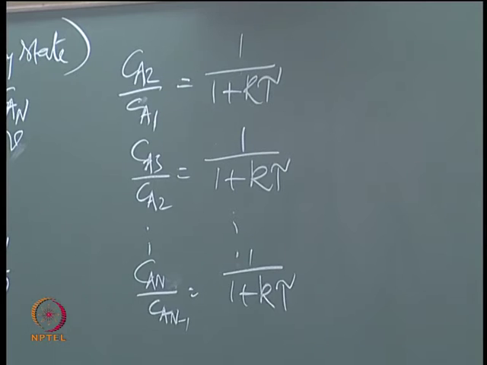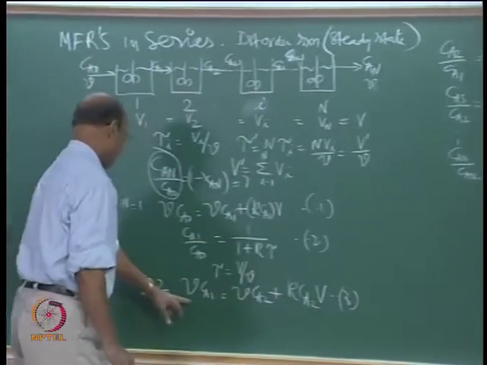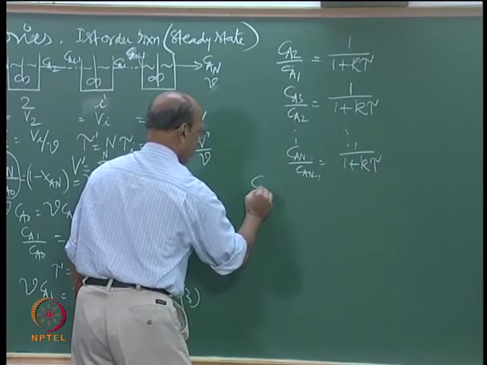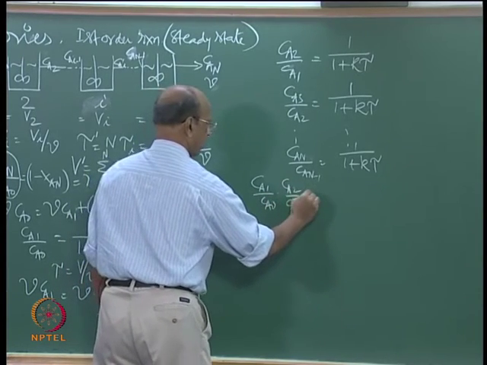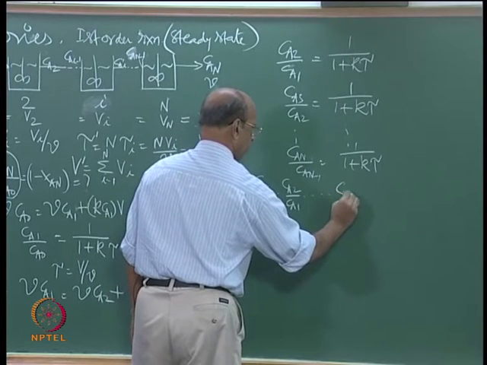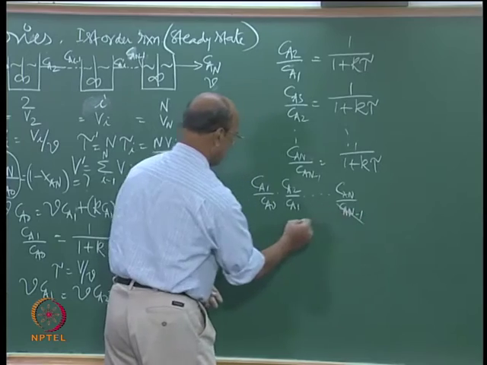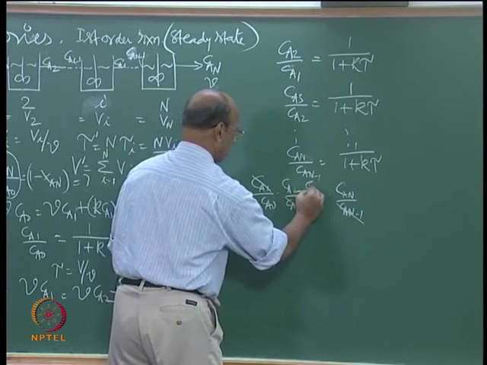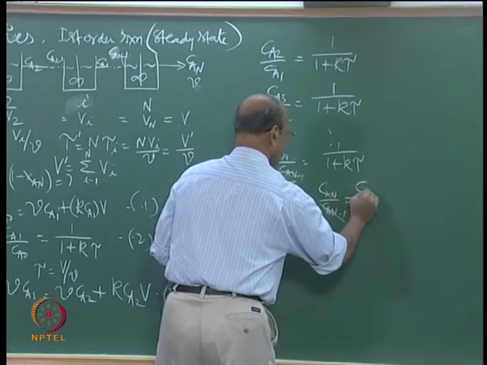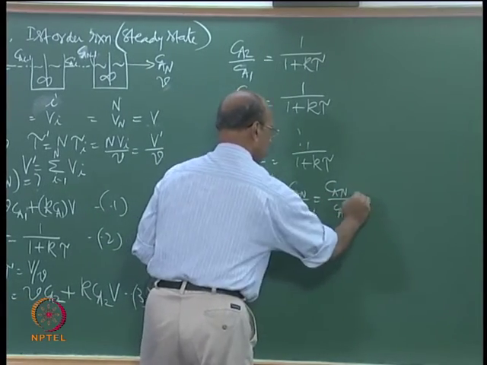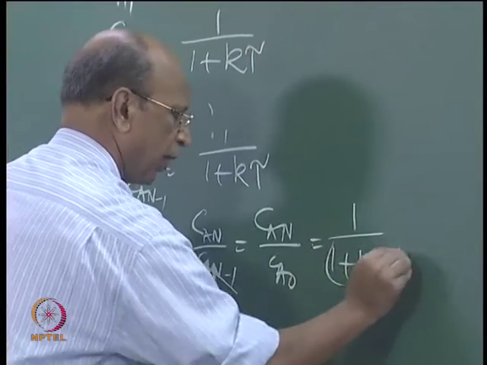So, now I would like to only find out CAn. So, I can now multiply all these. In fact, I have CA1 by CA naught, CA2 by CA1, and like that we have CAn by CA(n-1). Here I will have CA(n-1), so you can cancel, or if you want you can write one more, this is CA3 by CA2. So, like that you will get CA0 by CAn, which is equal to, now I have n number of terms, 1 by (1 plus K tau) to the power of n.